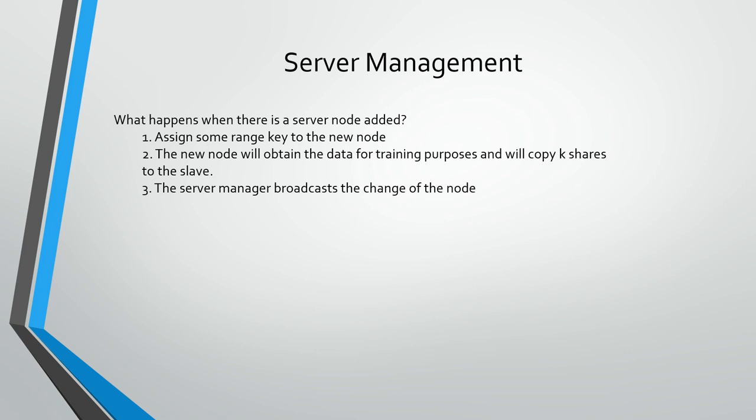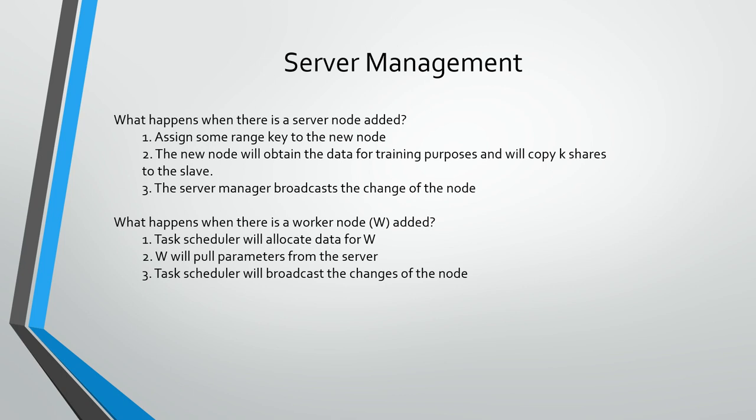Then the next one is what happens when a worker node is added. It is similar to the server, but relatively simple. First, the task scheduler will allocate data for W, that means the worker node. Then the worker node gets assigned training data via the network or file system. Then W will pull parameters from the server. Finally, the task scheduler will broadcast the changes of the node, which may make some nodes release a part of the training data.